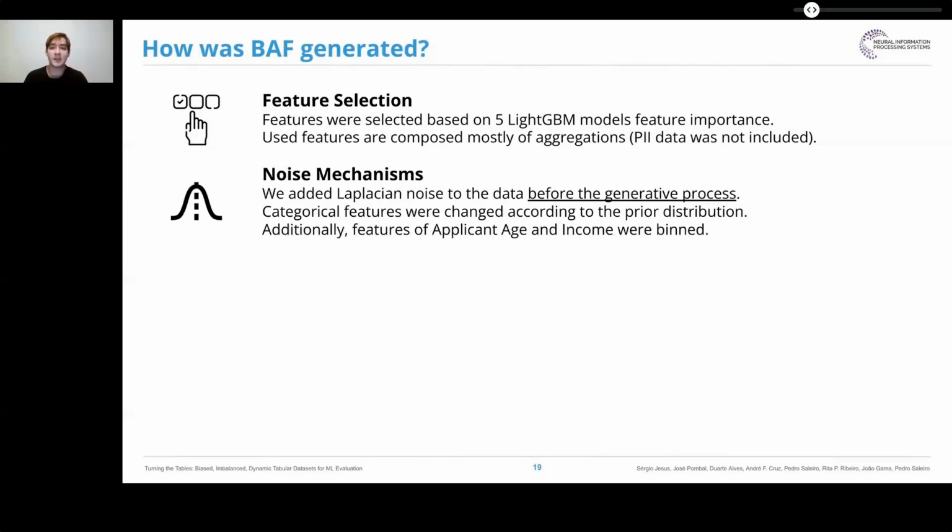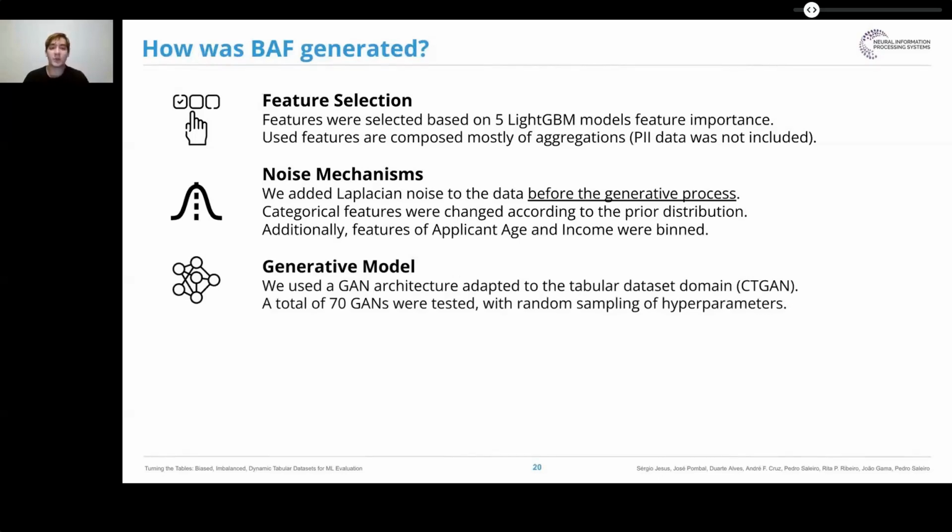The noise mechanism that we used was Laplacian noise for numerical variables, and for categorical variables, we applied some noise according to the prior distribution. To obfuscate the applicant age and income further, these were grouped together.